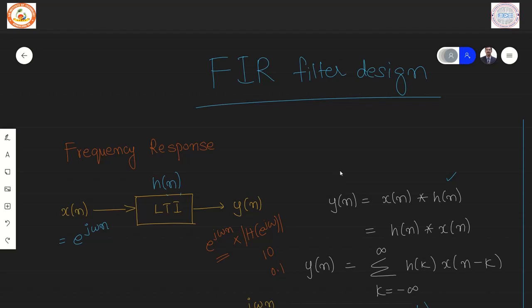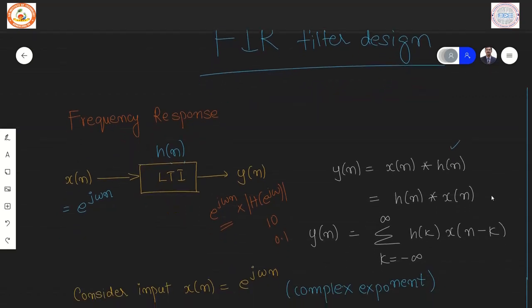We are aware that in the case of an LTI system, the input-output relation is governed by linear convolution. Therefore, y of n is equal to x of n convolved with h of n. Alternatively, by making use of commutative property, we can express it as h of n star x of n. The formula becomes summation k between minus infinity to plus infinity h of k x of n minus k.